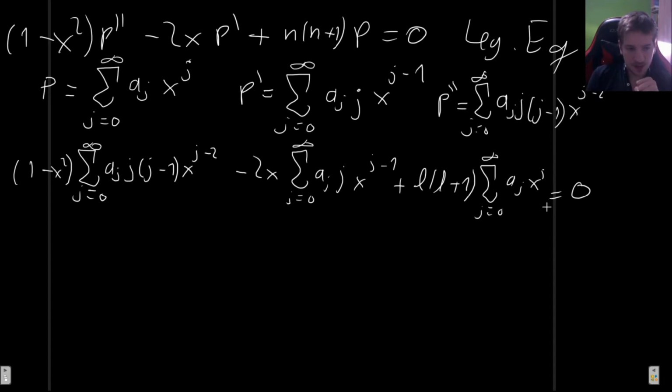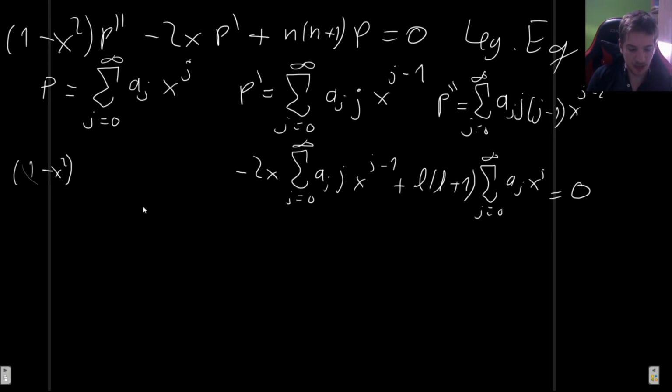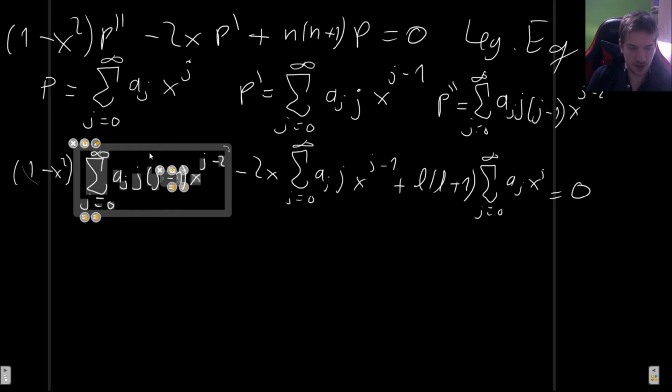Okay, what comes next? Now we are going to want to multiply through in all of these parts. First, this 1 minus x squared. When we multiply by 1, we are going to get this, the same.